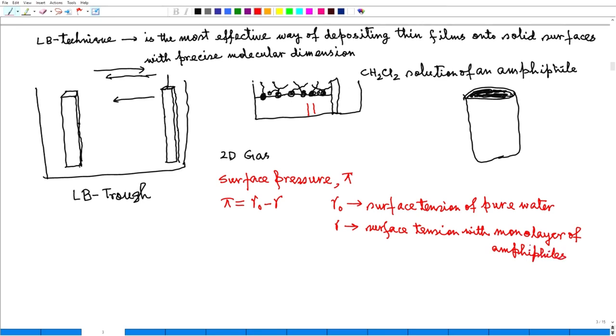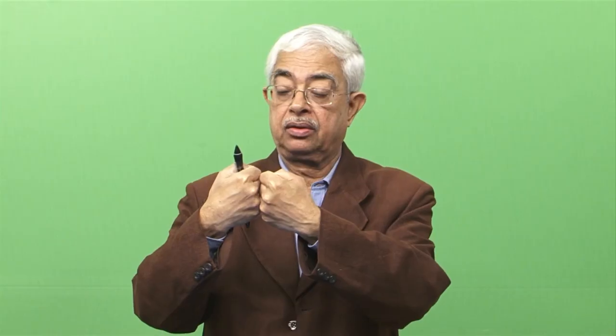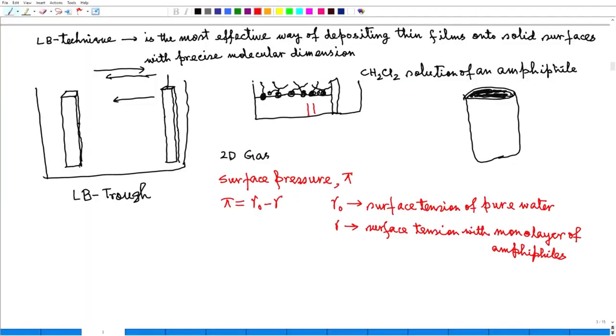So amphiphiles will come close to each other like this, okay, all the way, and then why will it come? Because this barrier is coming close to this fixed barrier, so all will be arranged, and then it will exert a surface pressure. That pressure can be measured by that machine, okay. This is called pi. And that is also equal to gamma 0. Gamma 0 is surface tension of pure water, and gamma is surface tension with monolayer of amphiphiles.